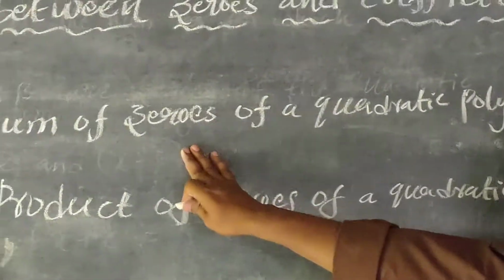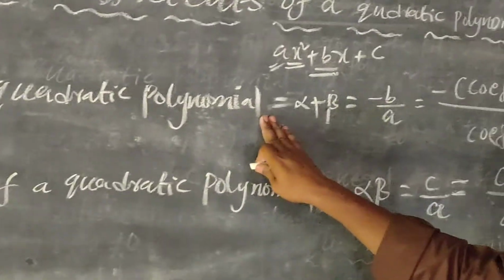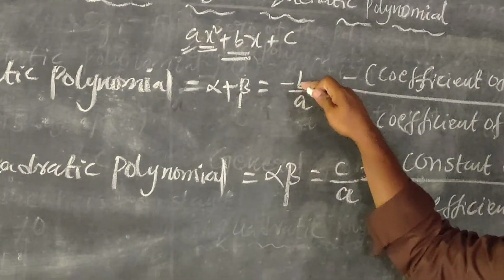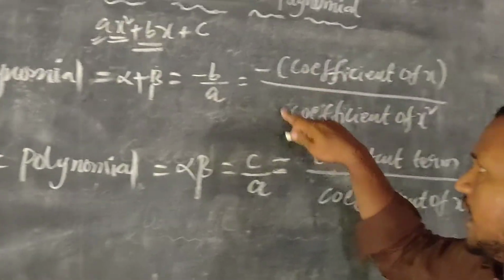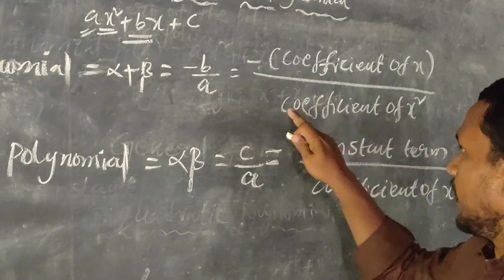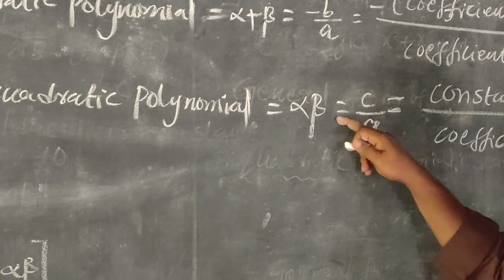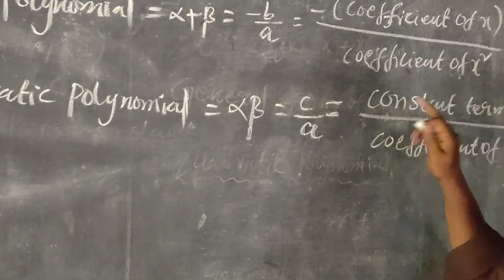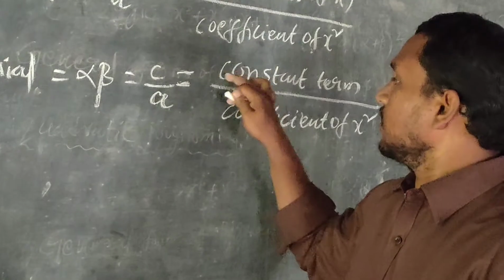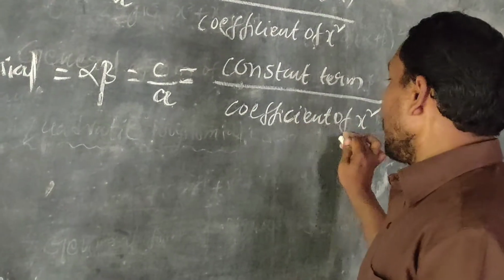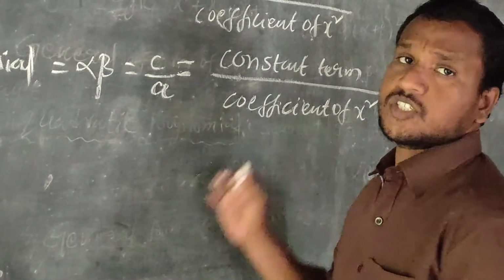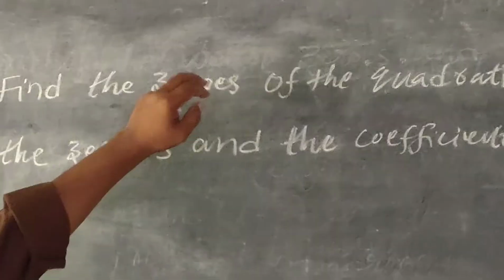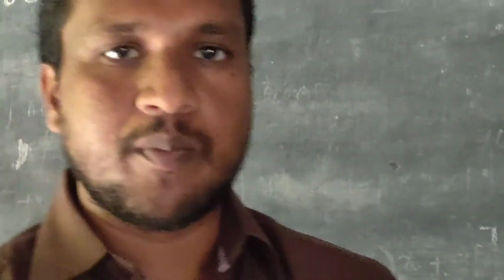All of you listen carefully. Sum of the zeros of the quadratic polynomial, alpha plus beta, is equal to minus b by a. In terms of coefficients, it is minus the coefficient of x divided by the coefficient of x square. The product of the zeros of a quadratic polynomial, alpha beta, is equal to c by a, the constant term divided by the coefficient of x square. This is the relation between zeros and coefficients of the quadratic polynomial.